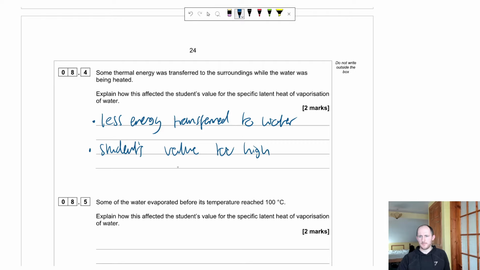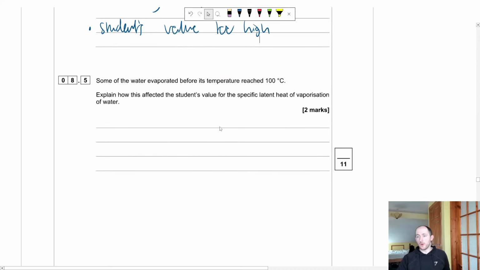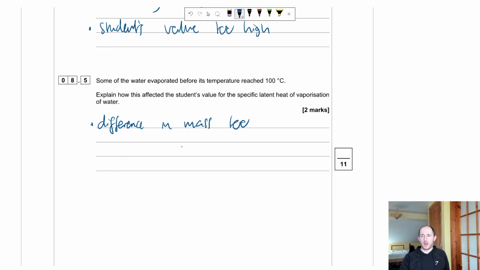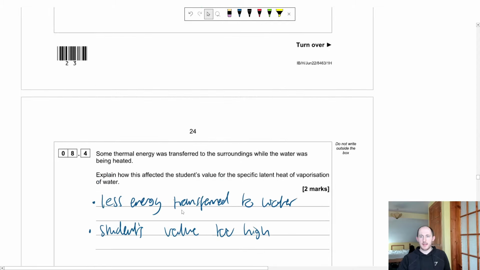Some of the water evaporated before its temperature reached 100 degrees. How would that affect it? Well, since we only really care about the mass that was actually at boiling point, that means the difference in mass is too high because some of the water evaporated before its temperature actually reached boiling point. This can be due to a variety of things, by the way, but essentially we only wanted the mass that was boiled away at 100 degrees Celsius. So change of mass is too high.